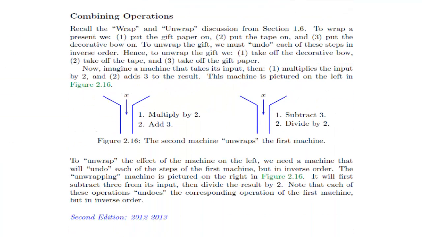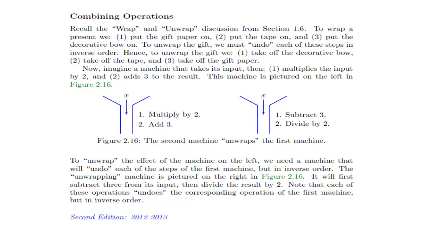Combining operations. Recall the wrap and unwrap discussion from section 1.6. To wrap a present, we first put the gift wrap paper on, second, put the tape on, and third, put the decorative bow on. To unwrap the gift, we must undo each of these steps in inverse order. 1. Take off the decorative bow. 2. Take off the tape. And 3. Take off the gift wrap.